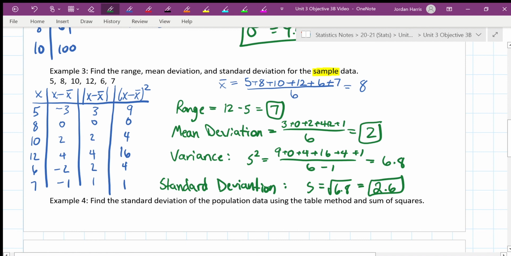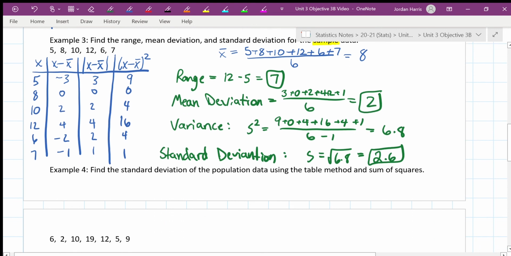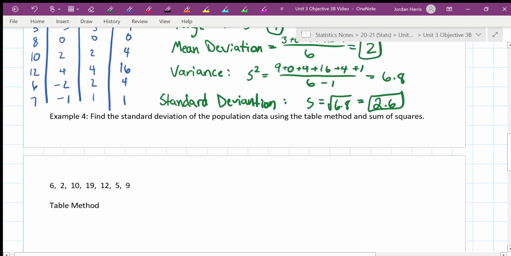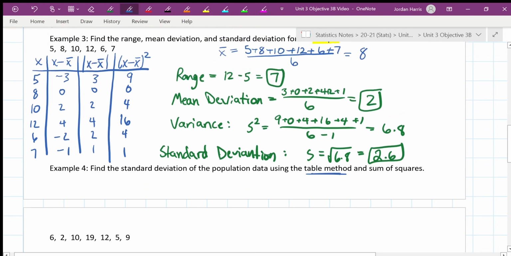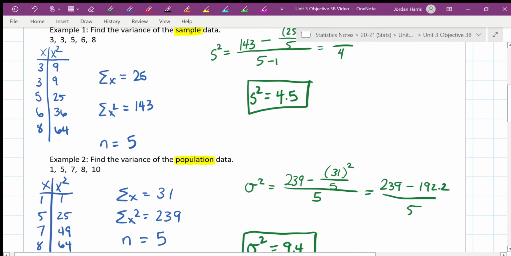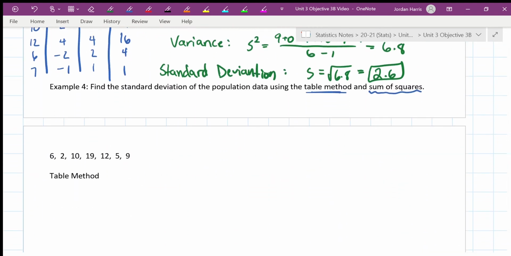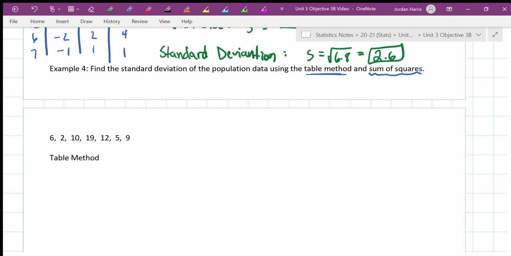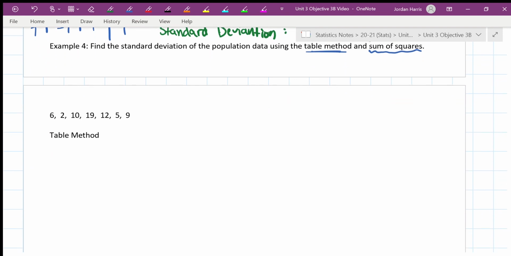Okay. Unfortunately, this example 4 accidentally on the first page, but it goes to the second page. It says find the standard deviation of the population using the table method. So that's the one I just did in this example. This is called the table method, where we find the mean and then find the deviations, square it, and do all that. And the sum of squares, which is the new formula we just learned. Okay, we'll kind of compare and contrast those real quick. You'll see that you get the same answer regardless, but we'll talk about how to find this.